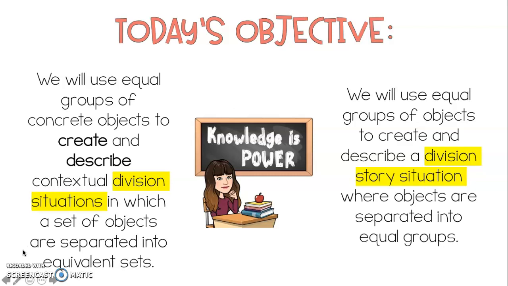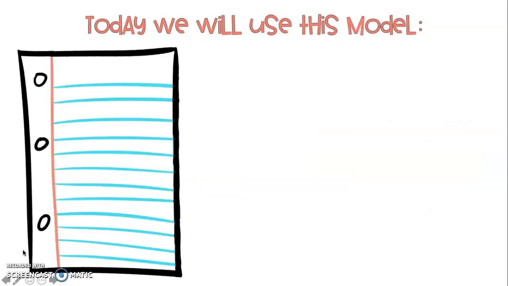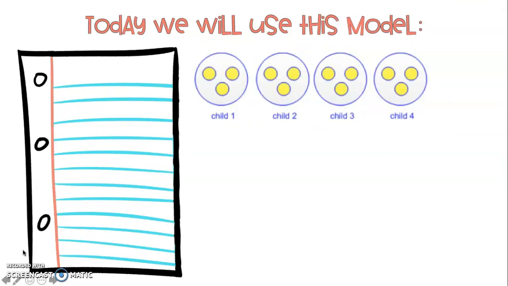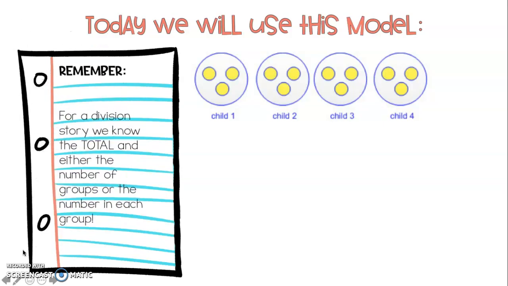On Friday, we created a multiplication story situation in which objects are joined to find the total. But today we will create a division story situation. Today we will use the same model that we used Friday to create our multiplication story, but today it will be a division story. Remember that for a division story, we know the total and either the number of groups or the number in each group.